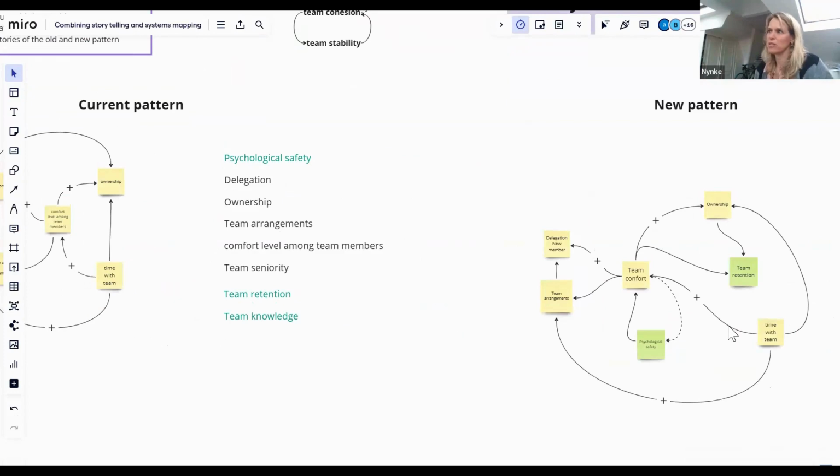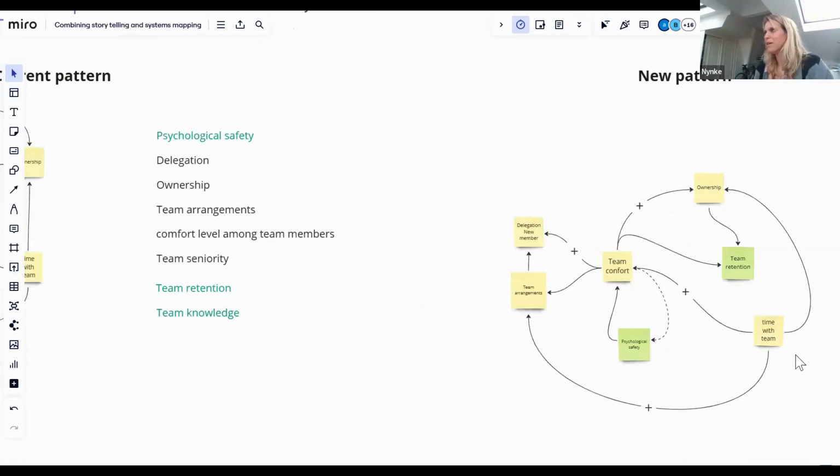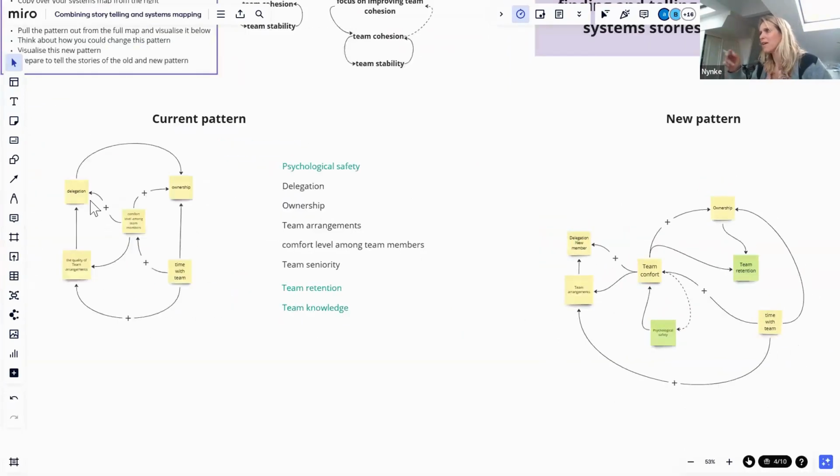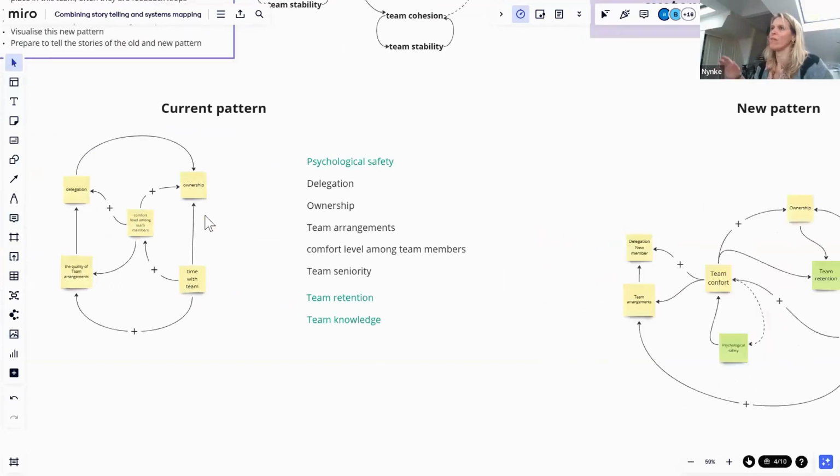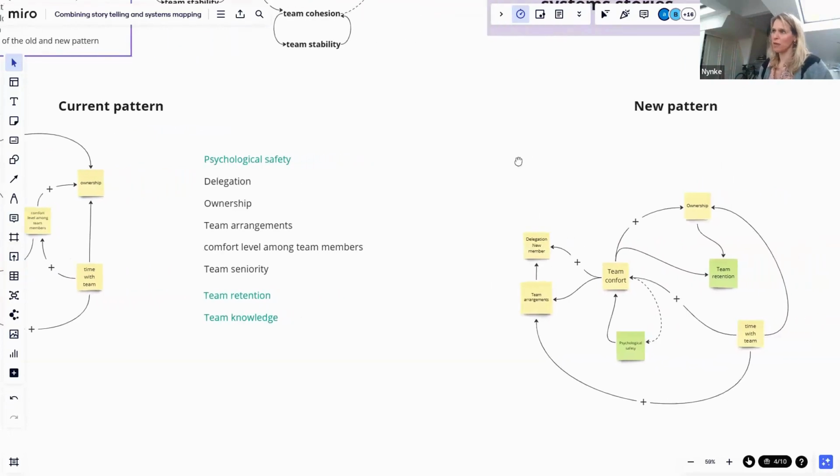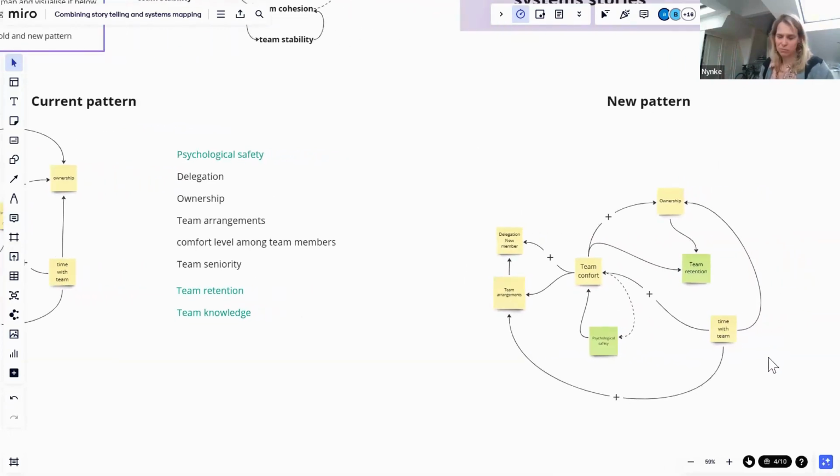variables. And we also discussed that if delegation leads to ownership, well, we thought no, so we deleted the line between that. And we also thought that if you do not have psychological safety and if you do not have team comfort, then that will lead to team retention. So we also added this in our new pattern.